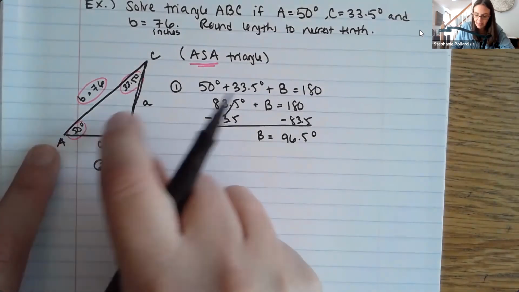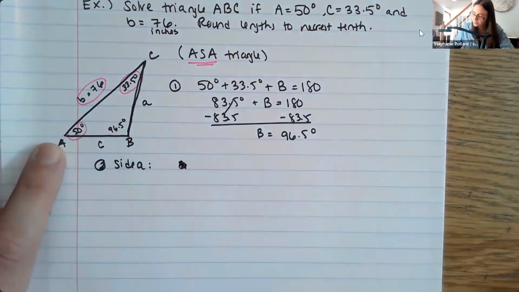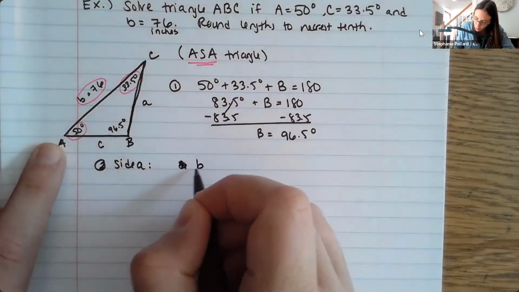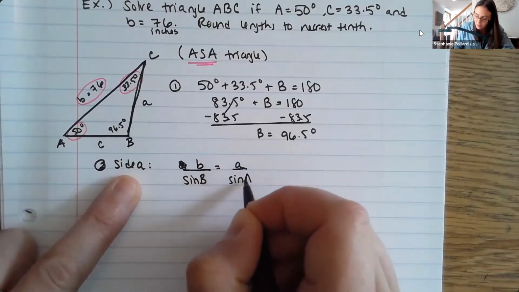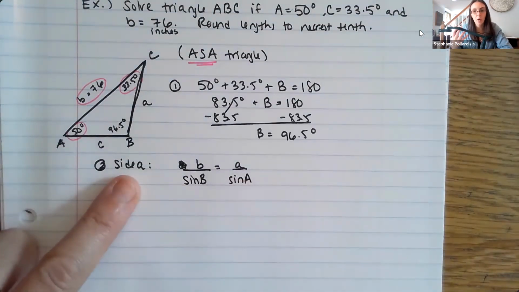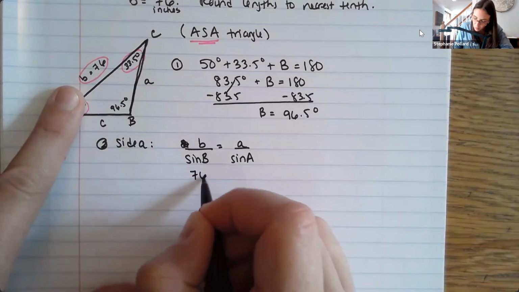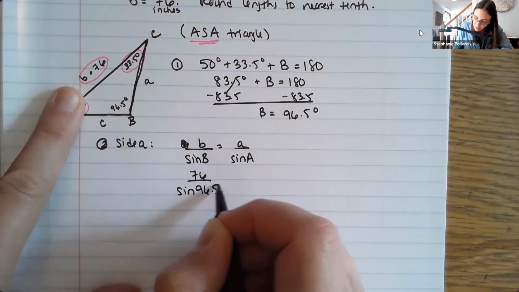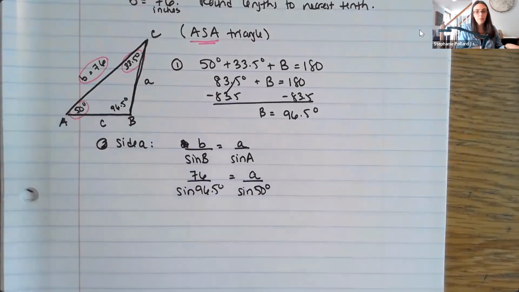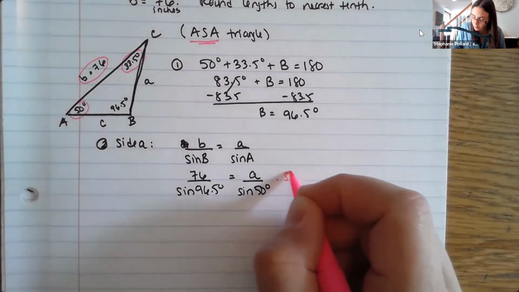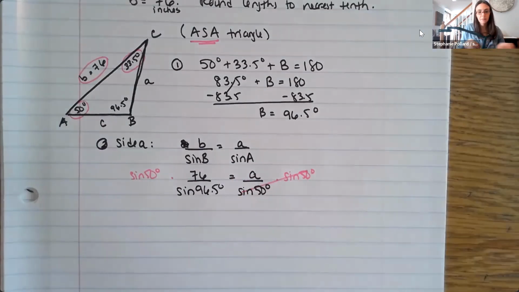Now here, notice that I have all information for B. So my main ratio is going to be my B value over sine B. And then if I'm looking for side A, I'll do A over sine A. So again, remember, one of your ratios has to be complete. And the only complete one I have here is the B information. So I have 76 over sine of 96.5 degrees equals A over sine of 50 degrees. The process is going to be the same for solving. You're going to multiply by sine 50 degrees on both sides.